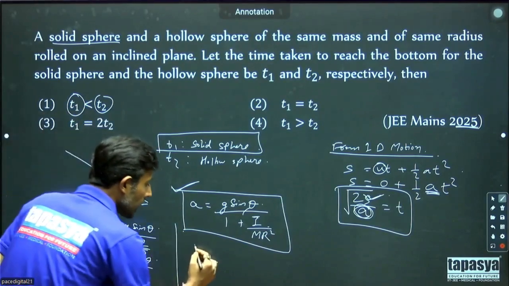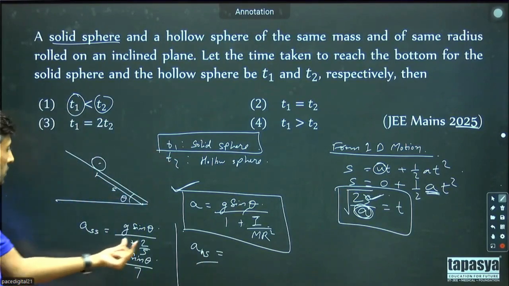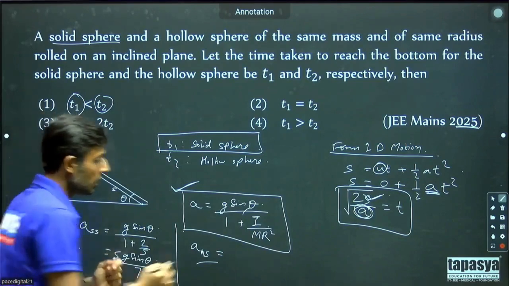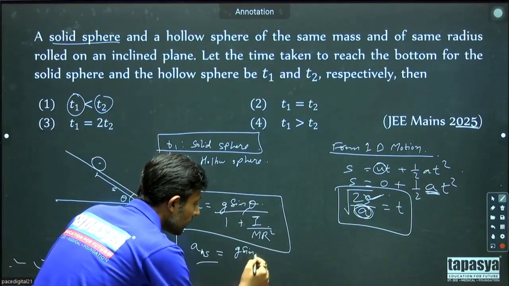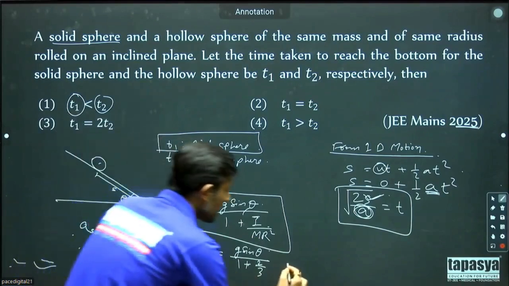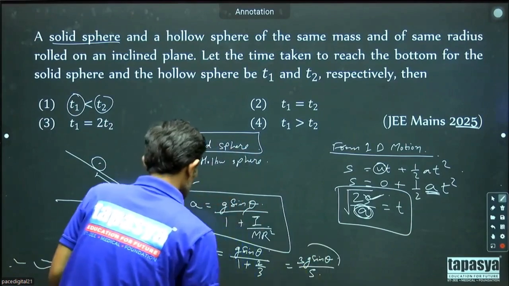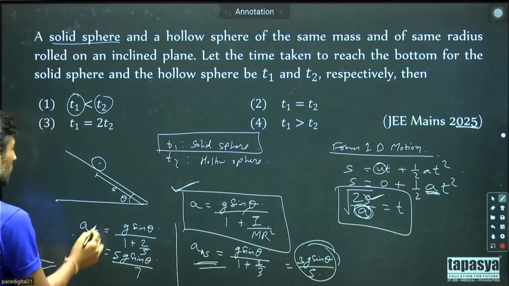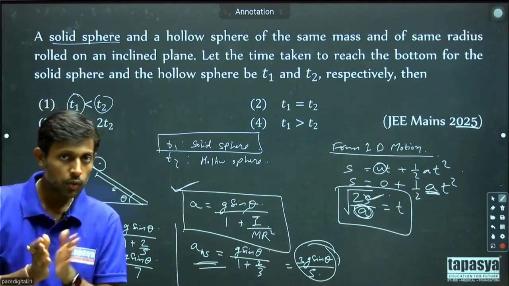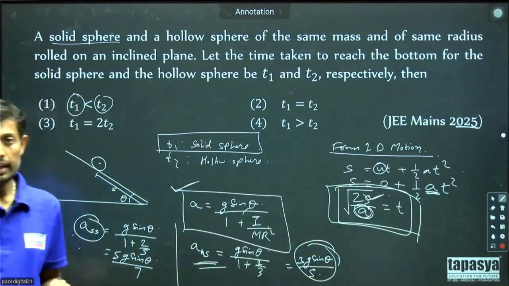Similarly, if we do that for a hollow sphere, for the acceleration of a hollow sphere, instead of moment of inertia 2 by 5 mr square, we're going to put 2 by 3 mr square. So g sine theta upon 1 plus 2 by 3. This is what we get, and we'll get 3g sine theta upon 5. So this is the acceleration for the hollow sphere. This is the acceleration for the solid sphere. Now let's compare the time, because that is what we had to compare, right? And we know that time is given by root 2s by a.